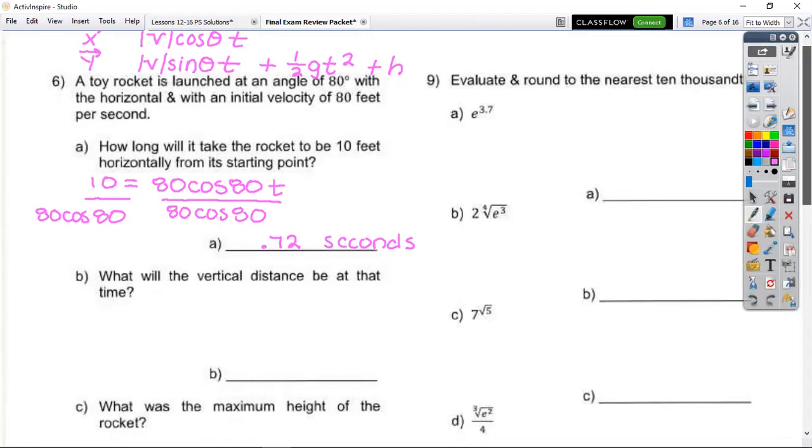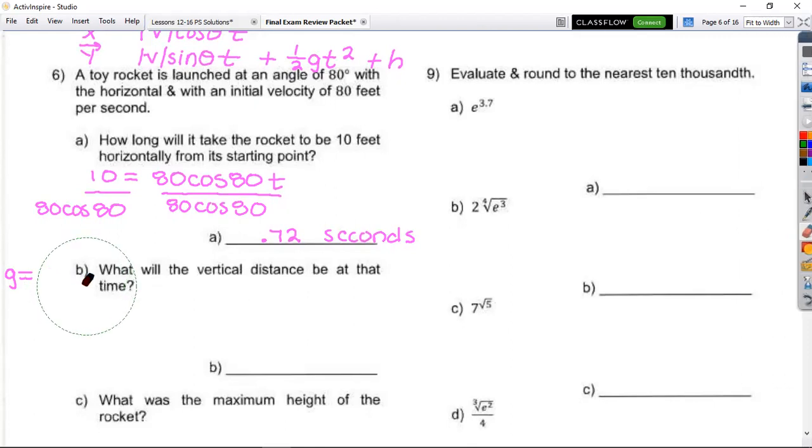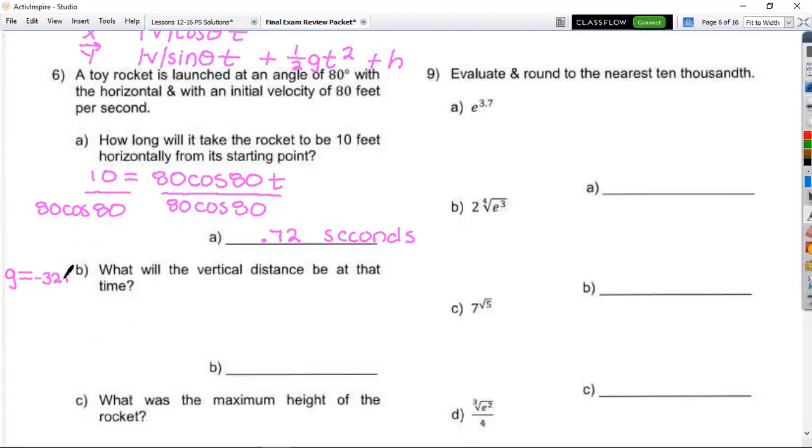Next, you're going to determine what your vertical distance would be at that time. So you are going to plug in the 0.72 where you see the t. What you also need to consider is the g. Because this was in feet, g is equal to negative 32 feet per second. I'm sorry, that needs to say 32. So we're going to use g is equal to negative 32 feet per second squared.